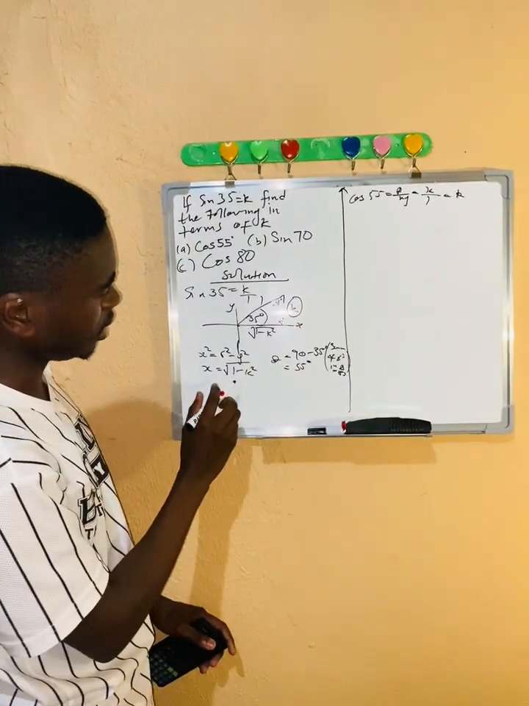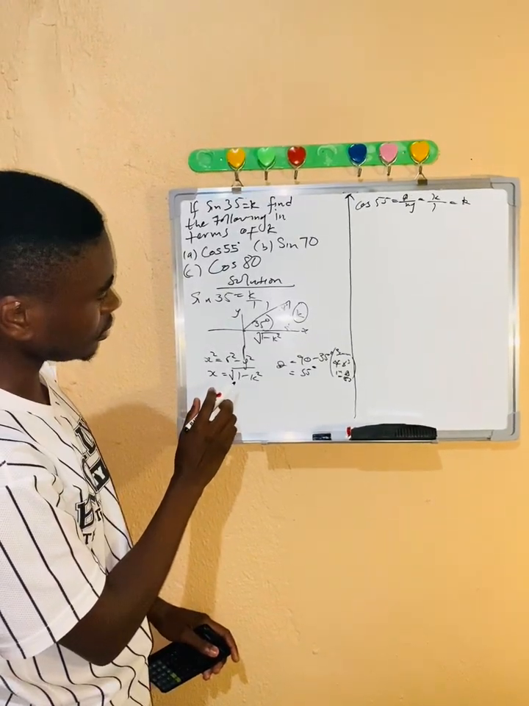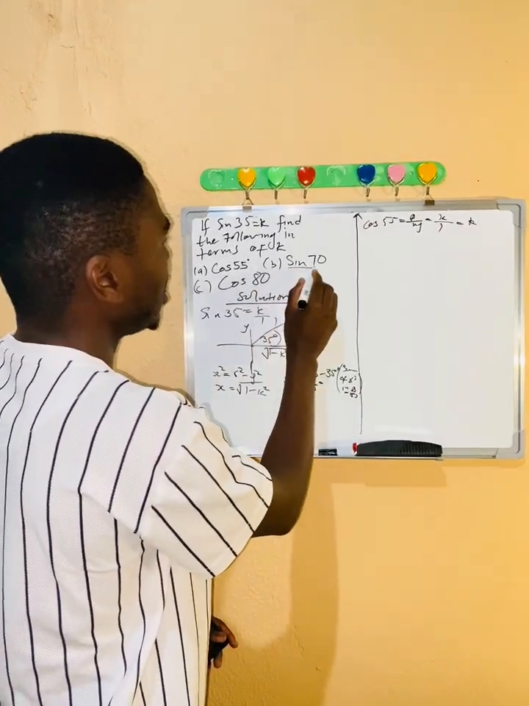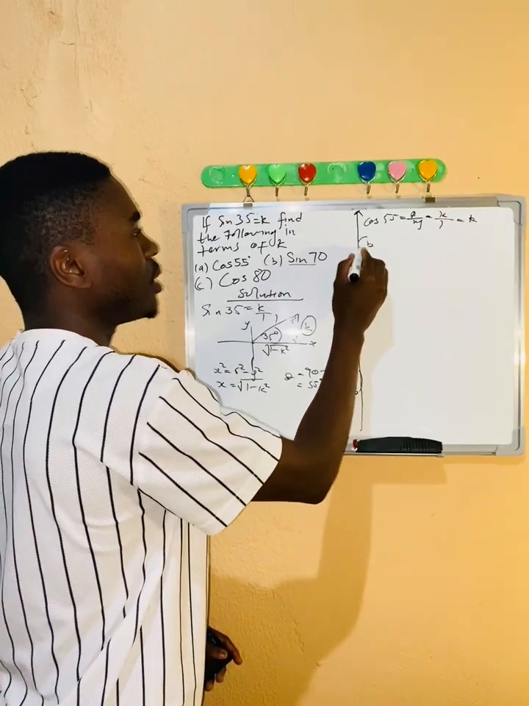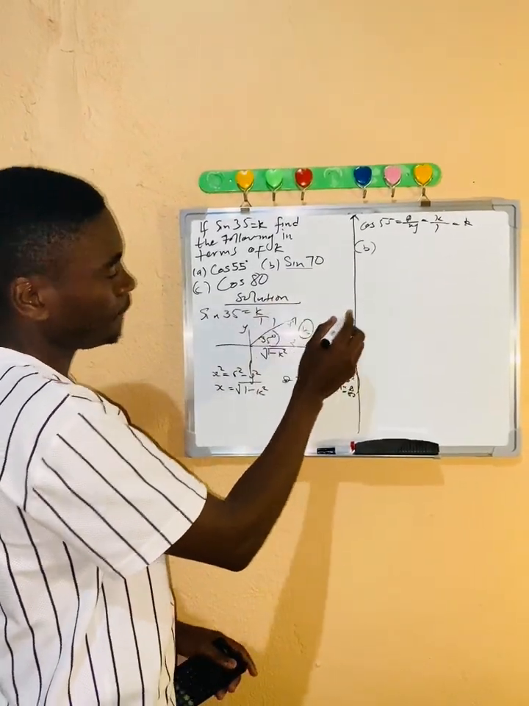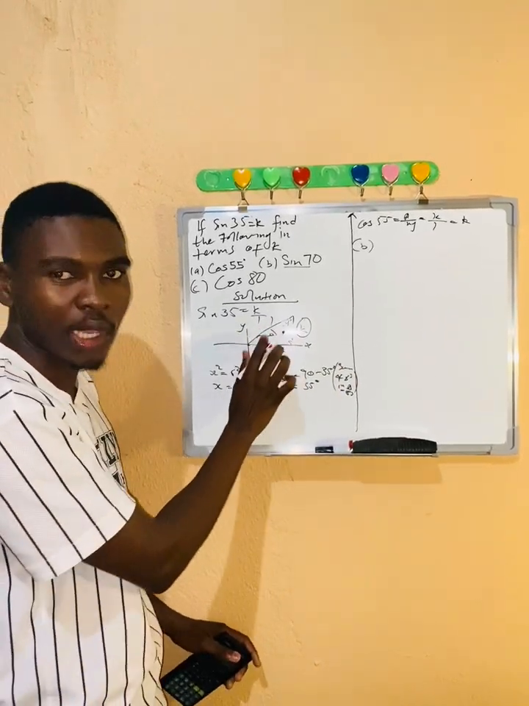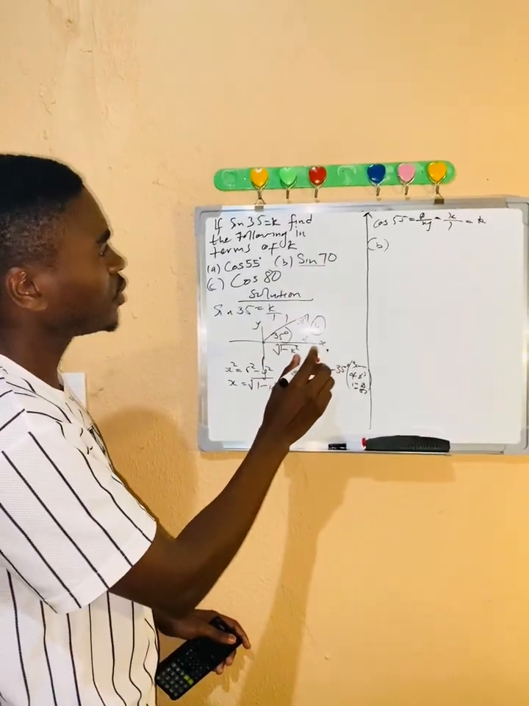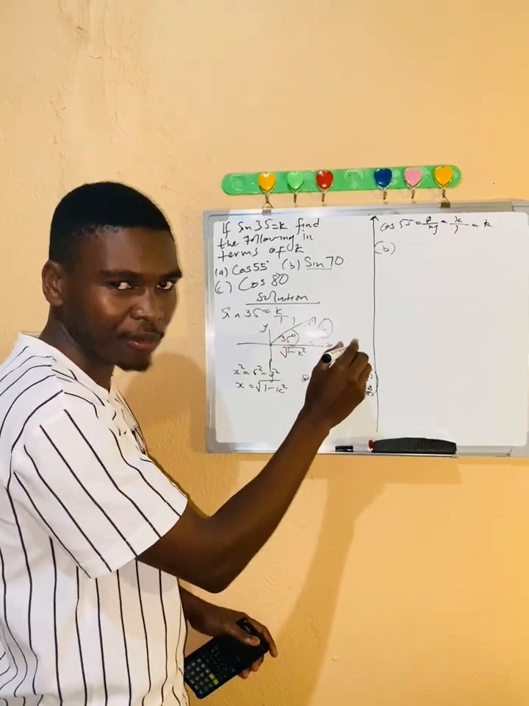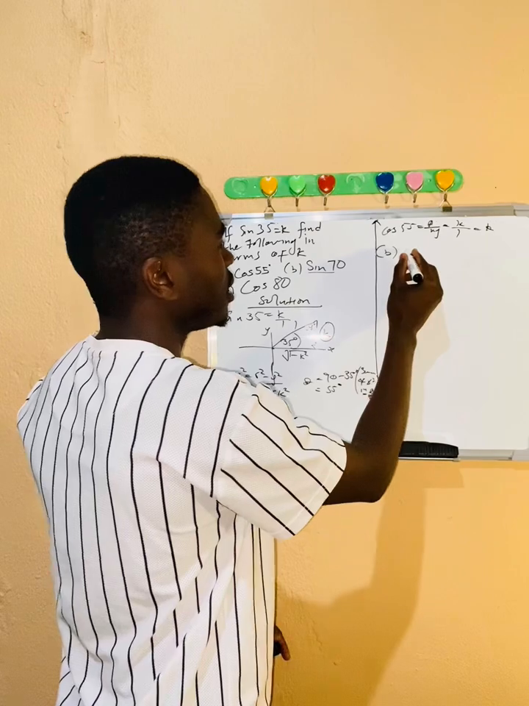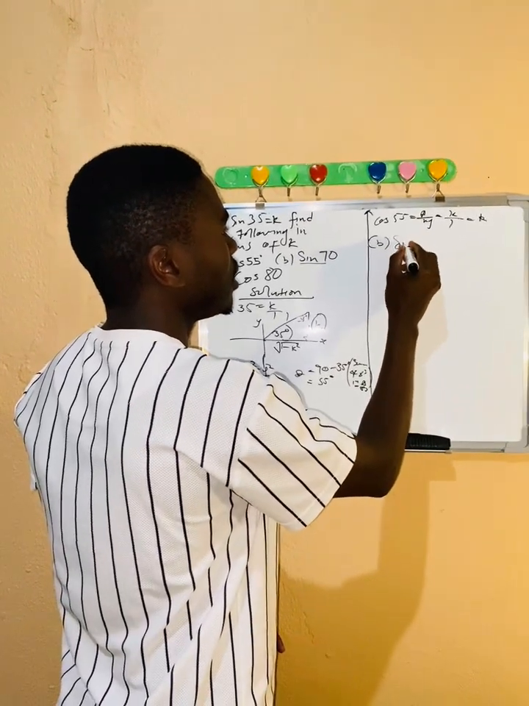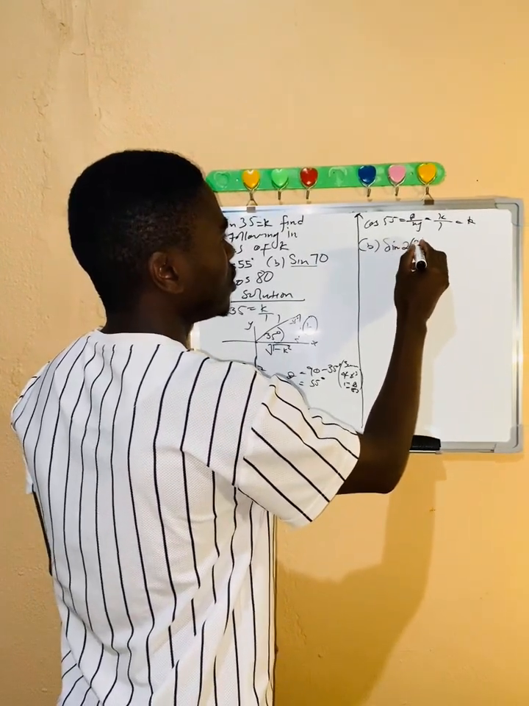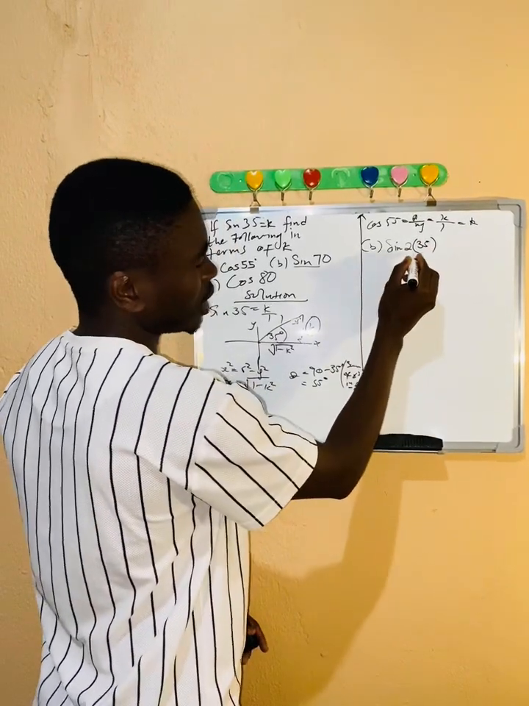Then again, we're going to find sin 70, number B. So sin 70. Now we check: we don't have 70 in our diagram. So we're going to find two values that make 70. Two values that make 70 is what? It's 35 multiplied by 2. So we have sine of 2 into 35, which gives us 70.